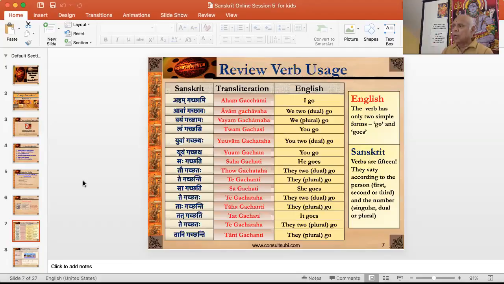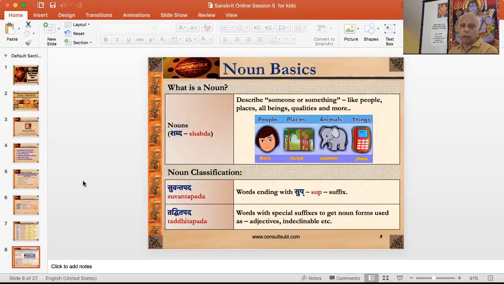Okay? Let's go to noun basics. Now, what is a noun? A noun describes someone or something. For example, people, places, all sorts of beings, animals too. It also means qualities and more about things. Like you have the illustration here: Anita, forest, elephant, phone. These are all referring to various things like a person, a place, an animal, and things. So a noun refers to that. It doesn't refer to action.